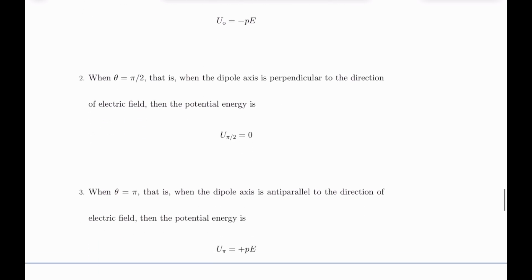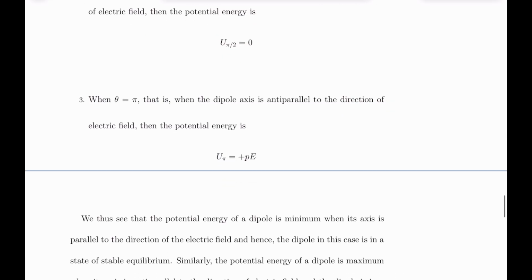And when theta is pi, that is when the dipole axis is anti-parallel to the direction of electric field, then the potential energy U pi is equal to plus PE because cos 180 degrees is minus 1. Okay, so we have minus PE cos 180 degrees. This is minus PE into minus 1. So this is plus PE. Okay, this is what we have written here.